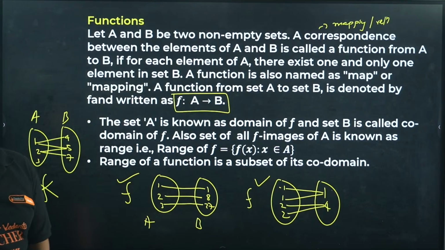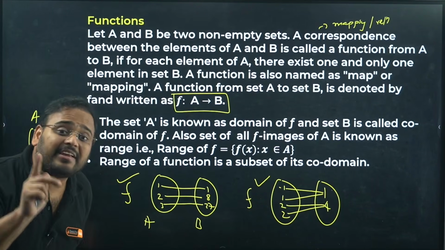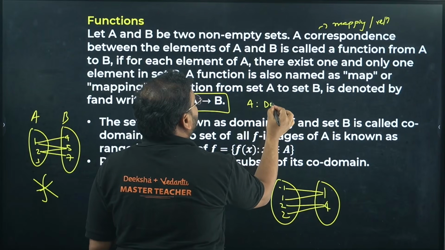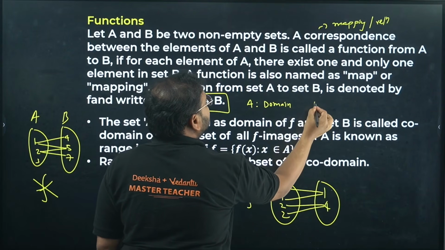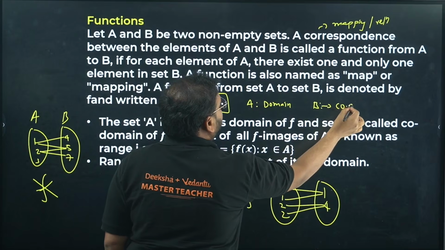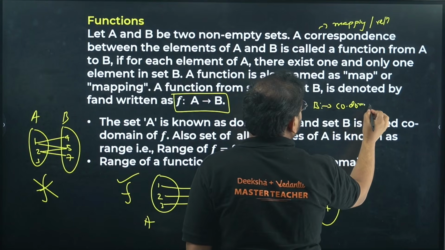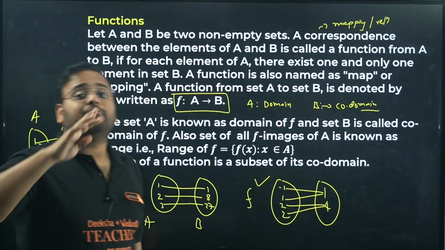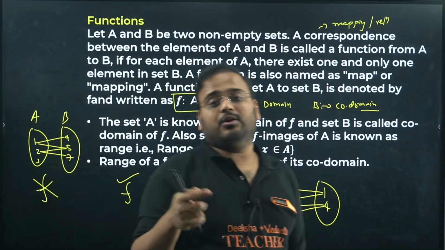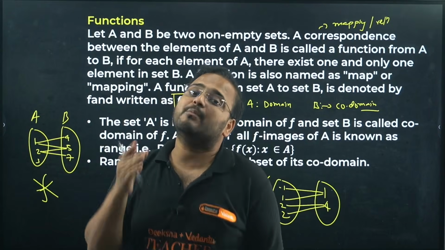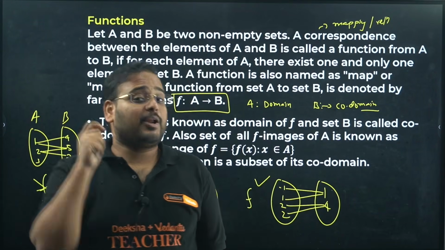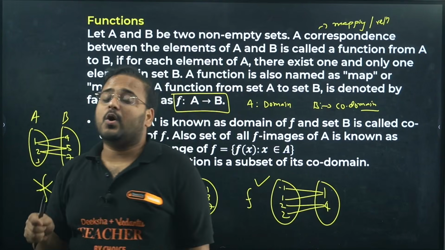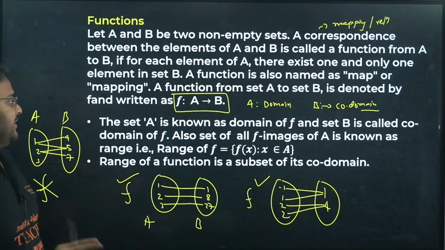Where A represents your domain, B represents not range, codomain. A is domain, B is codomain. B is codomain, not range. Range is what? Range is the y coordinates of all the inputs, basically the set of all the images of the elements of set A. I'll repeat, the set of all the images of the elements of set A is called your range. Nothing different.